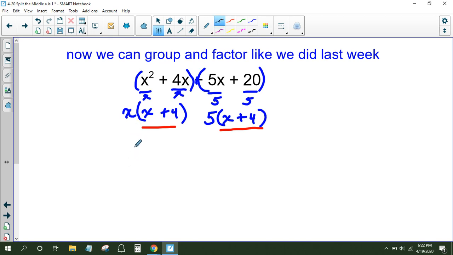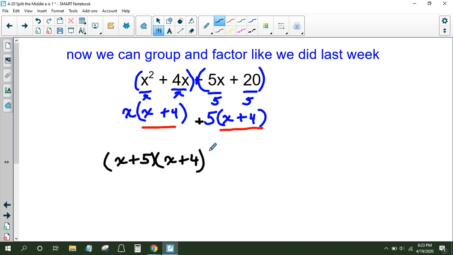So finally, let's clean it up. We have the x as a GCF, and we have the plus 5 as a GCF. So that's going to go in a set of parentheses on its own, x plus 5. And the other set of parentheses will be the x plus 4 that we got. Okay, so x plus 4. And that is now in factored form.